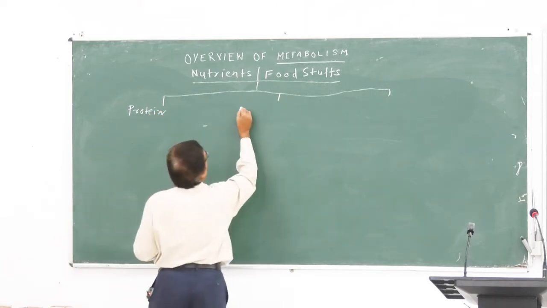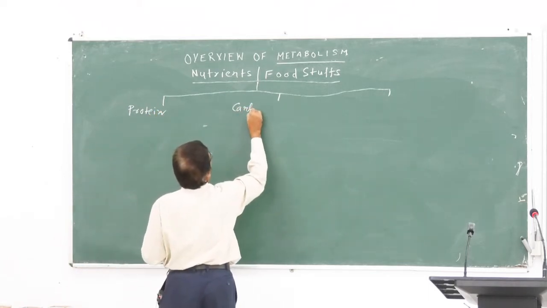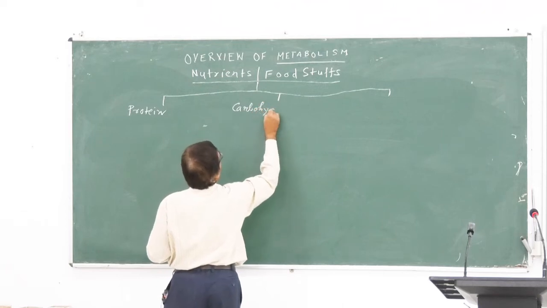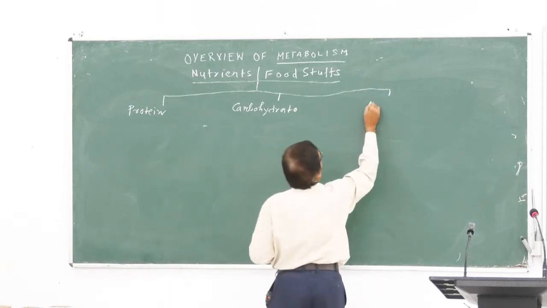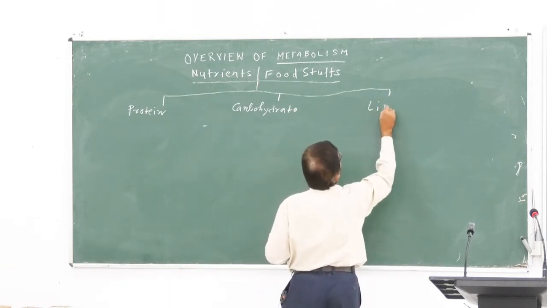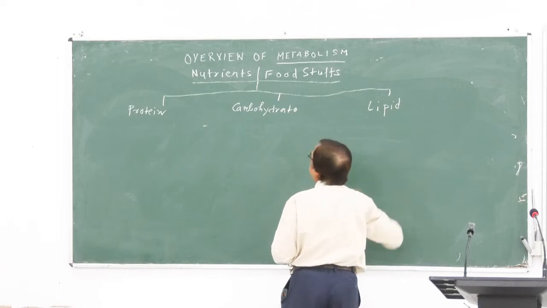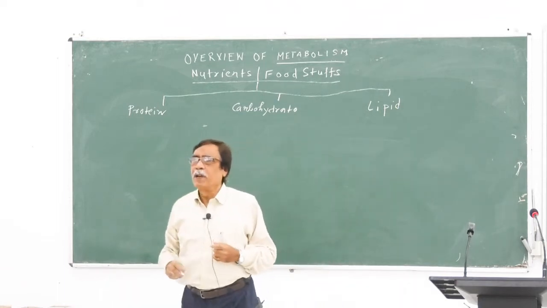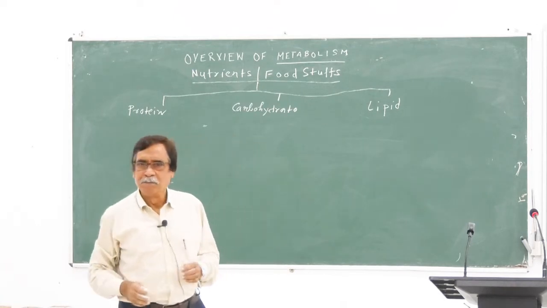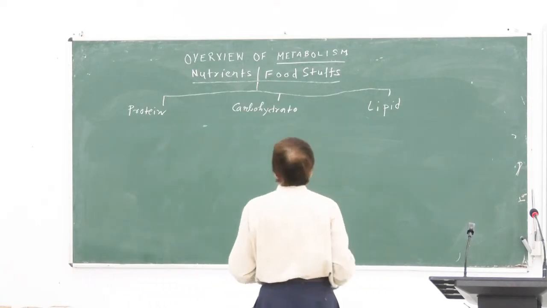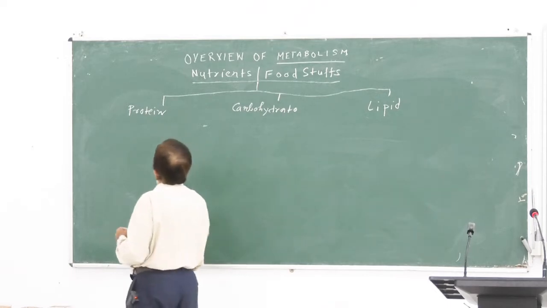Protein, carbohydrate, lipid. These are the three important nutrients which we intake as a foodstuff. Carbohydrate, protein and lipid, all sorts of metabolism we have finished. Now what happens in protein?